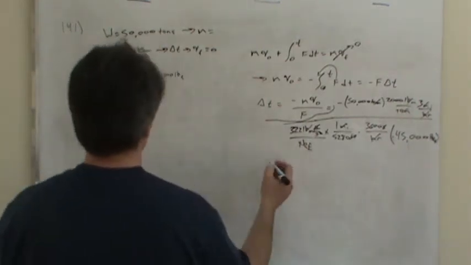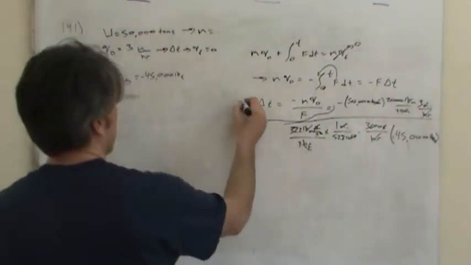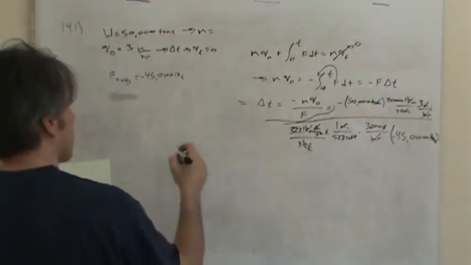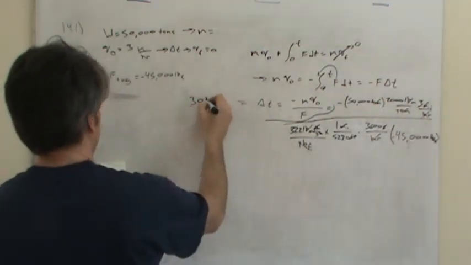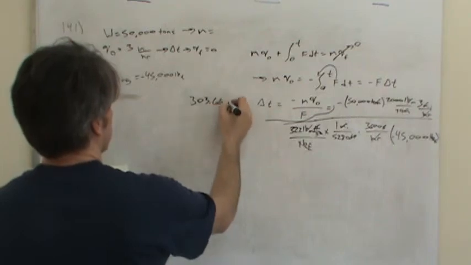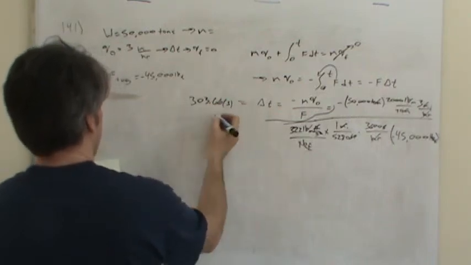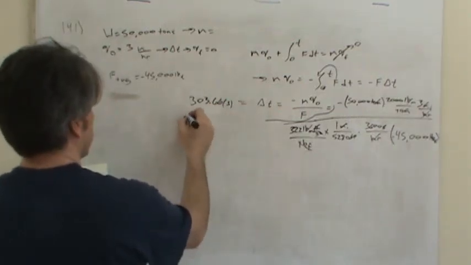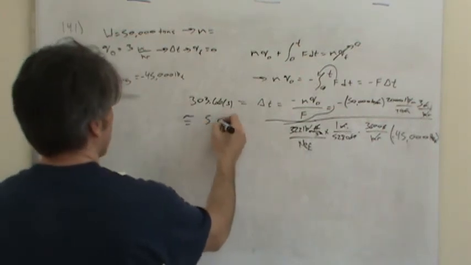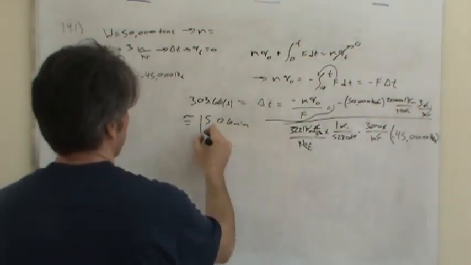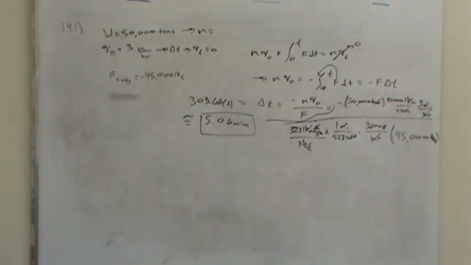Anyway, plug all of this into your calculator, and delta t, the amount of time required to slow down this boat, is 303.66 seconds. Now, of course, that's not a real convenient unit, so I converted it to minutes, and it's a little over 5 minutes that it takes to slow down this ocean liner.